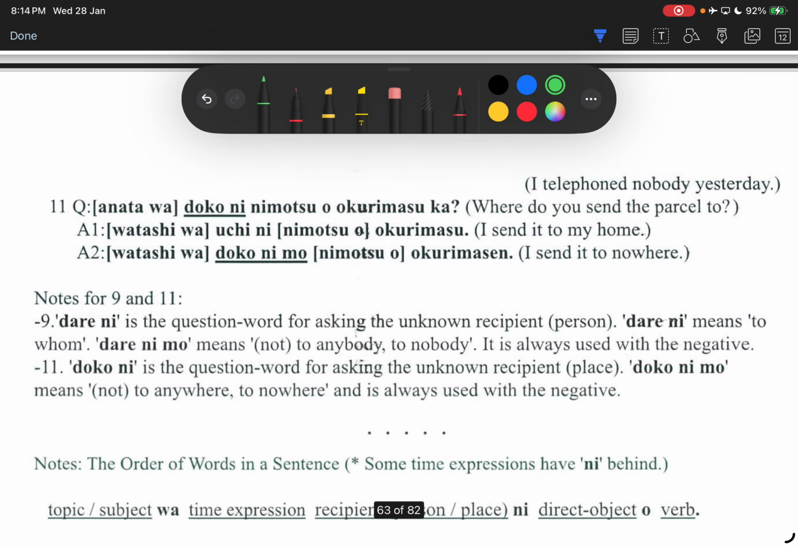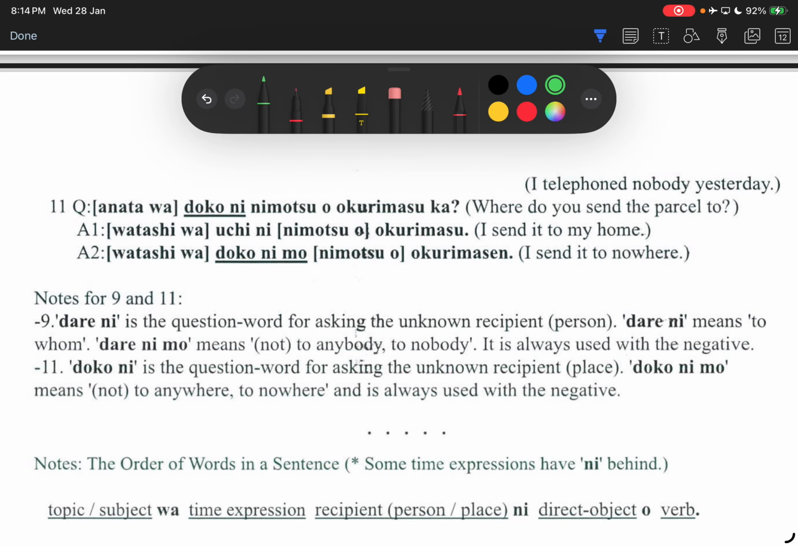Okay, move on to number 11. Doko ni nimotsu o okurimasu ka? So to where, right? We can also use it for location. To where do you send your nimotsu? Nimotsu is parcel. So to where do you send your parcel? Remember okurimasu means send. So send to. Same, right? It's still a to. So send to where. Doko ni nimotsu o okurimasu ka?